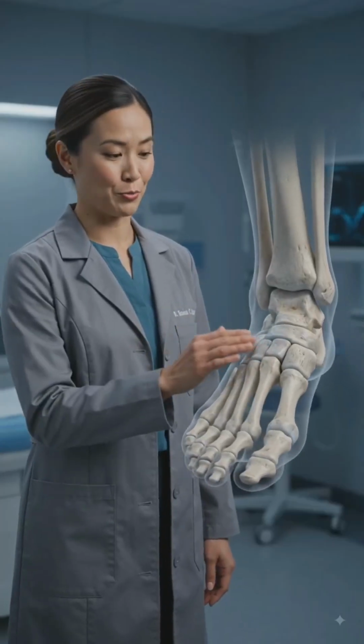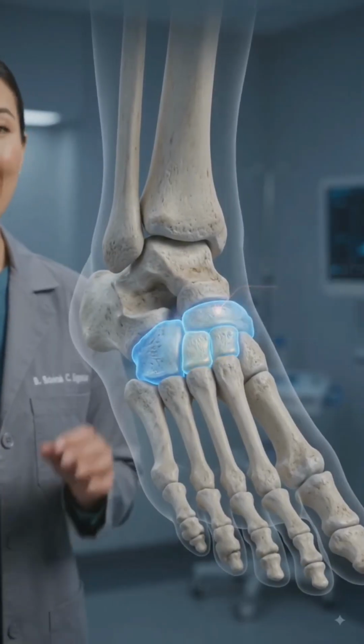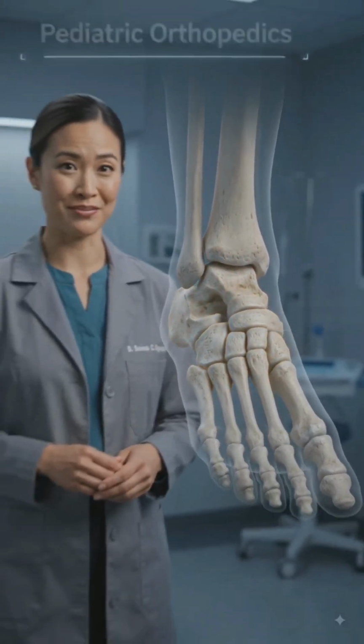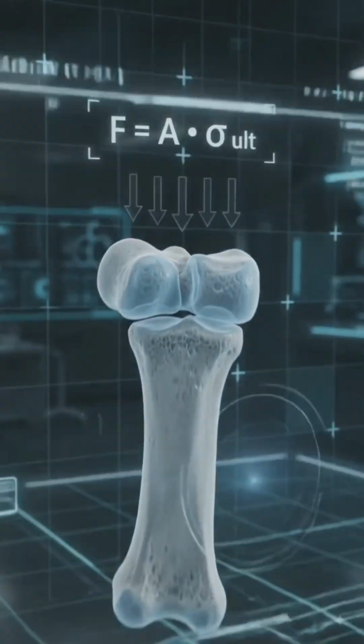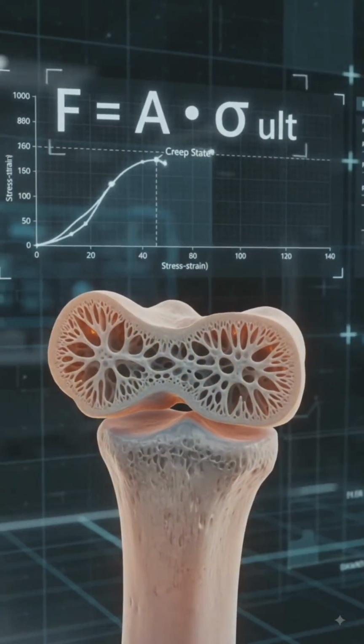Let's look at the navicular bone. Ossification begins at 2 to 5 years in females and around 4 years in males. It is highly susceptible to compression. This bone geometry resists massive force. Notice the high cross-sectional area.